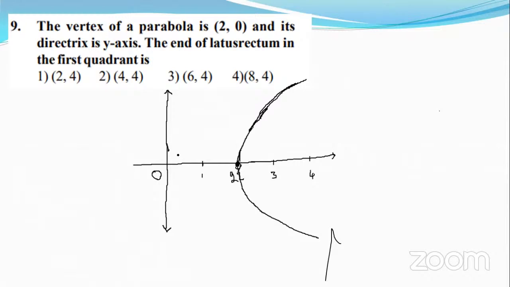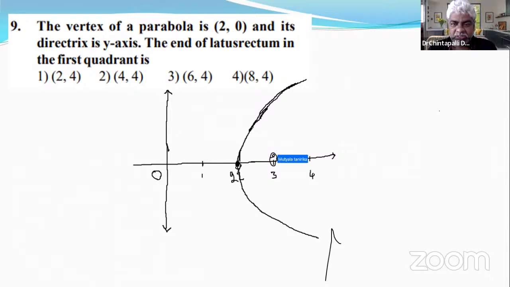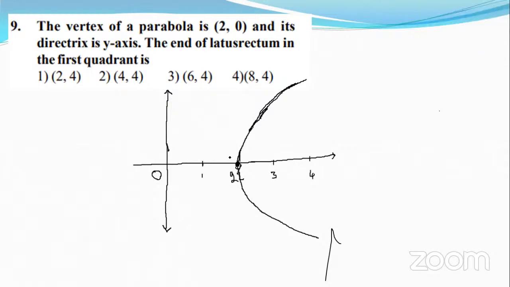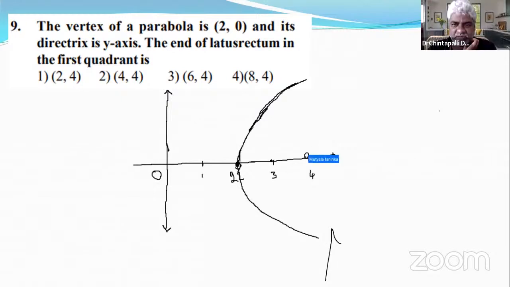Mark the focus. No, it should be two. The vertex is the midpoint. Oh, then it's 4, sir. Very good. It is the focus, right? Good. Yes, (4, 0) is the focus.